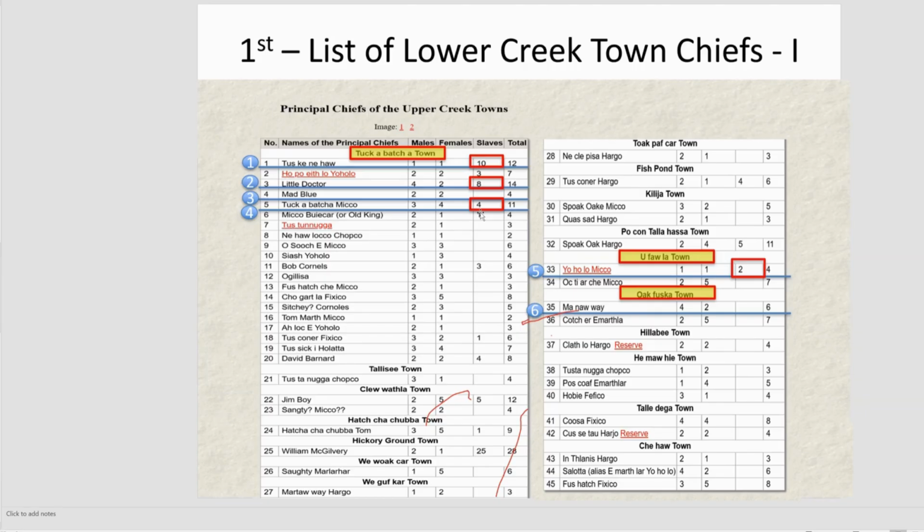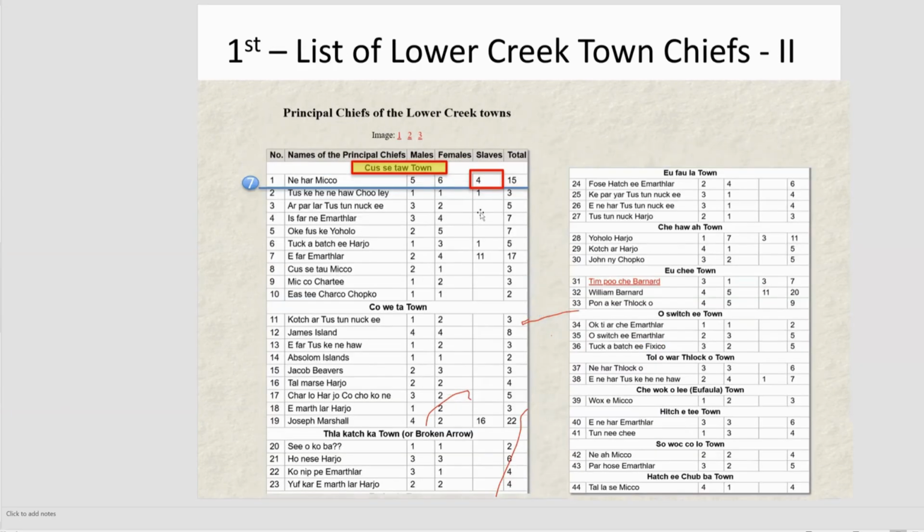So now I know this family lived in Tukabatchee, in Fort Hull, and the chiefs had slaves in the area. And so as I go and look at all of the people who had a last name, here's another one, Cusseta Town. Nihar Miko had 4 slaves.